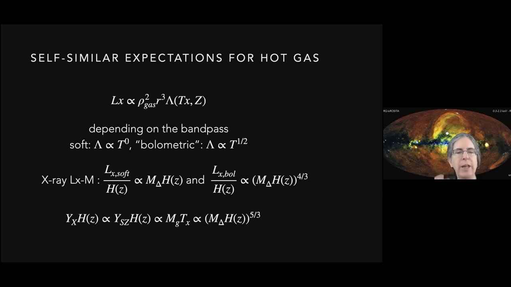So you can write down expressions for the relationship between X-ray luminosity and mass, depending on whether your X-ray luminosity is being measured in, say, the ROSAT bandpass or a bolometric bandpass. And similar expressions can be done for SZ, the Y parameter in SZ, which is going to be proportional to the gas mass times the temperature. So you have different expectations from self-similarity for different parameter scaling with mass.